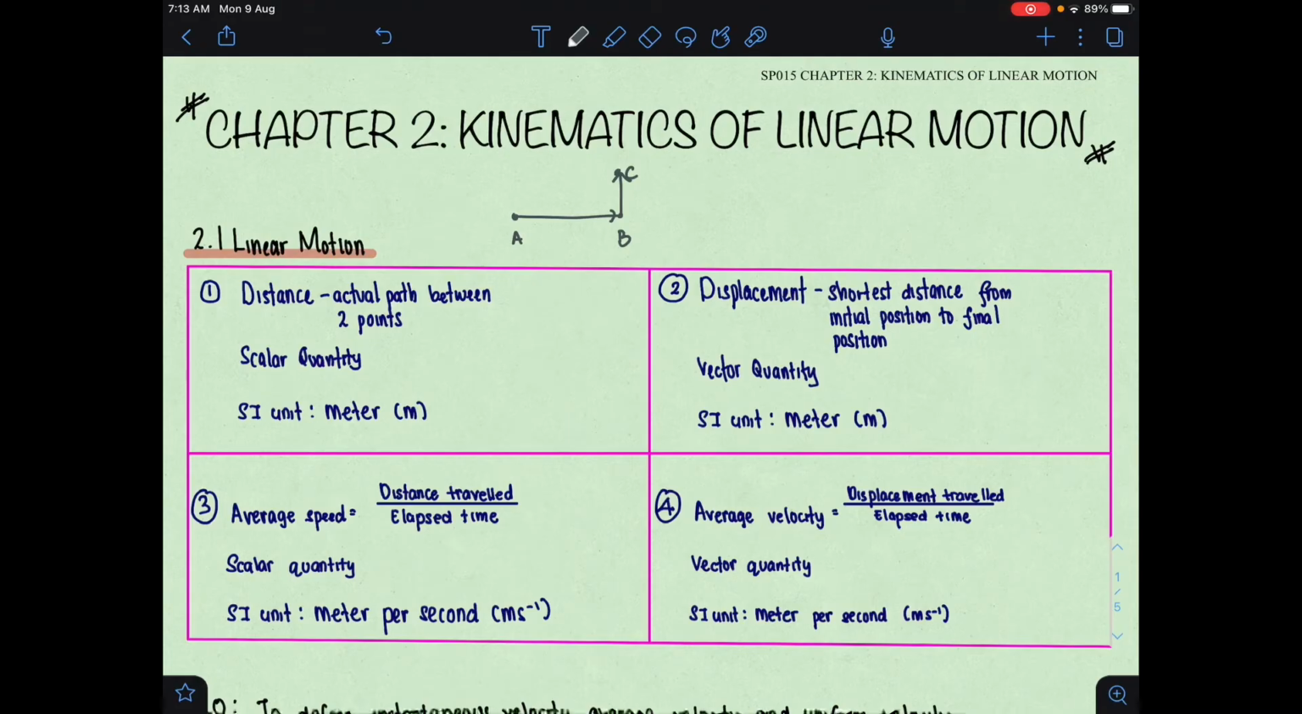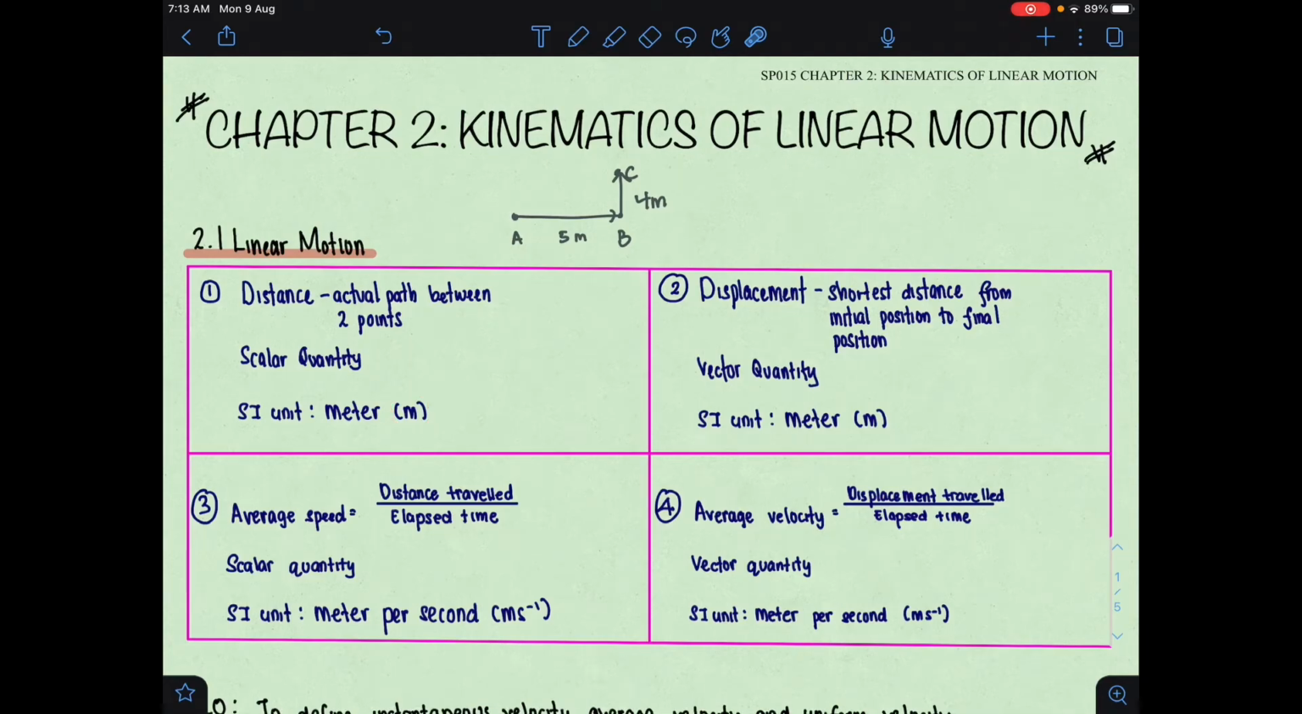So the journey from point A to point B is 5 meter. And the journey from point B to point C is, let's say, 4 meter here. So, the distance here is defined as the actual path between 2 points. So, your 2 points here are your starting point and your end point. So, you started your journey at point A and you end your journey at point C. So, the total distance that you have covered here is 5 meter plus 4 meter. So, this is what we call the actual path. Okay, distance is a scalar quantity and has a unit of meter here.